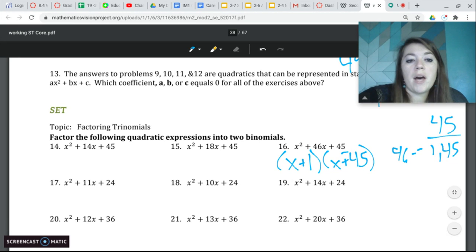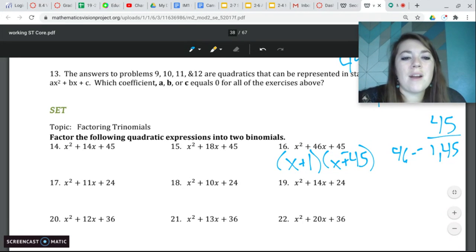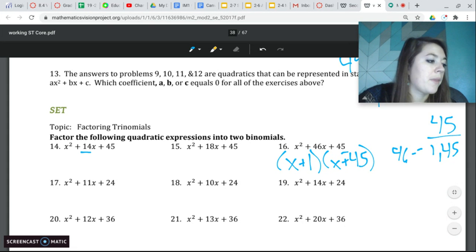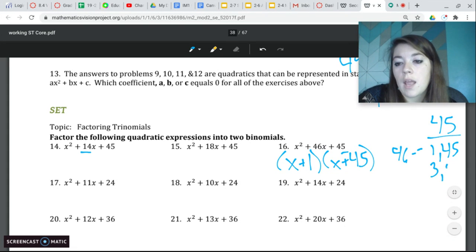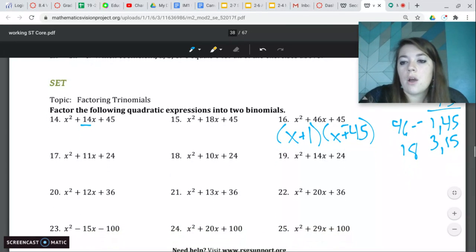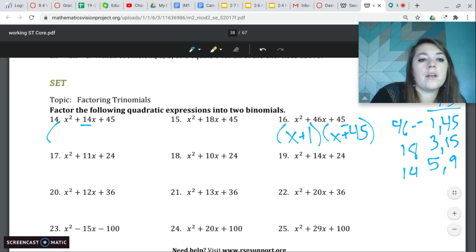It's also multiplying to give us 45, but we have the equation x squared plus 14x plus 45, so we need it to add to get to 14. So 1 and 45 is not going to work this time. So we need to figure out something else that works. So we've got, let's see, 3 and 15. If we add those together, we get 18. That doesn't work. We've got 5 and 9. If we add those together, we get 14. So we come over here, x plus 5, x plus 9.